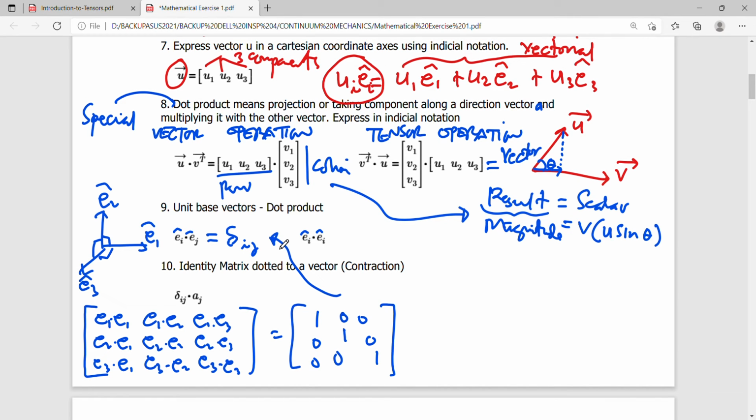So if I dot now Ei with Ei, what's the answer here? So this is a summation series. So it's E1 E1, 1 times 1, 1 times 1, 1 times 1. So these are 1 plus 1 plus 1. Okay, summation series. So it becomes a scalar equivalent to 3.